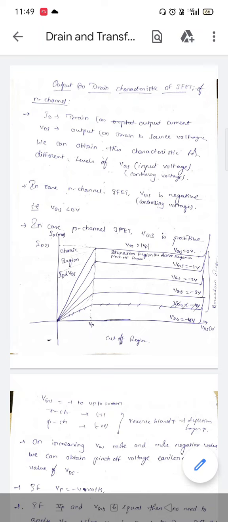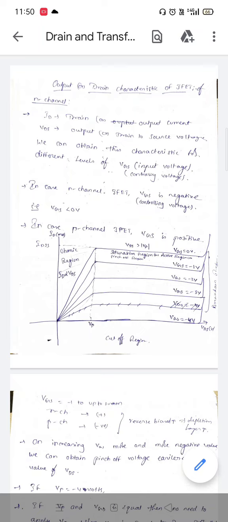You know that when we increase the potential between drain and source, the current increases up to the pinch-off voltage. After the pinch-off voltage is reached, that is, when the two depletion layers touch each other, you get the saturation output current ID from the device.